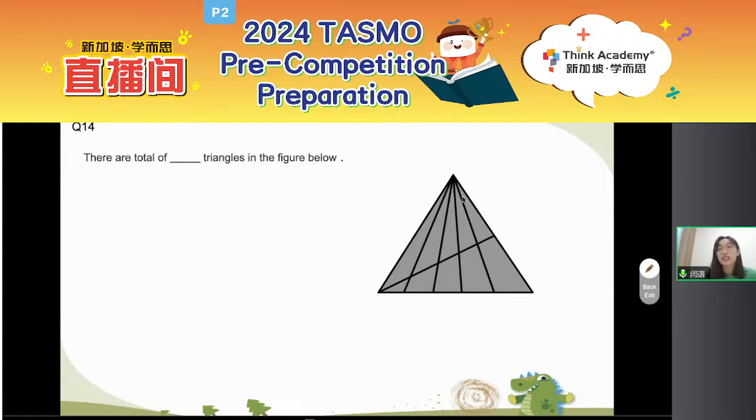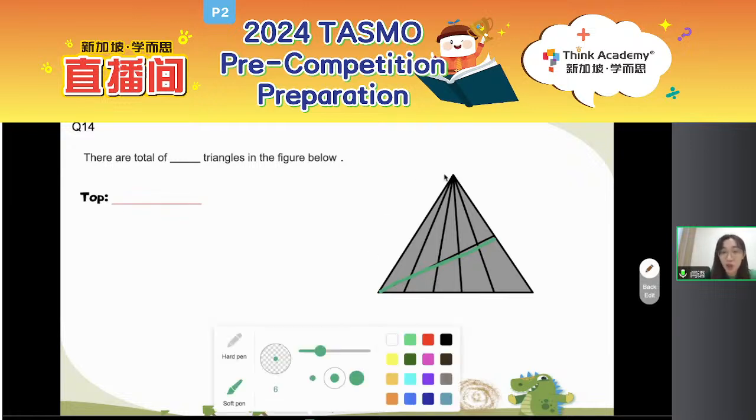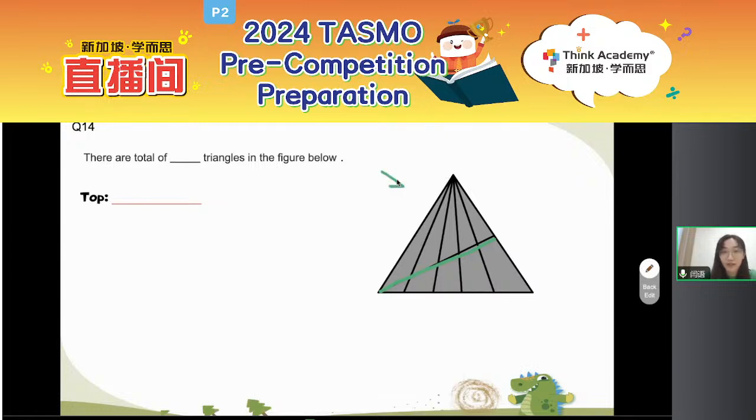You see that this figure is very typical. In the middle, you can see a straight line, and for this straight line, you can divide the triangles into two parts, the upper one and the lower one, right? So let's focus on the top. Could you please tell me how many triangles there are in total? Look at the top part.